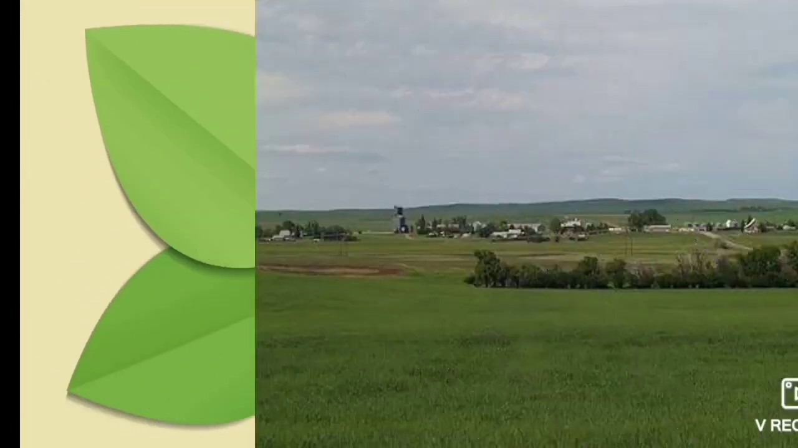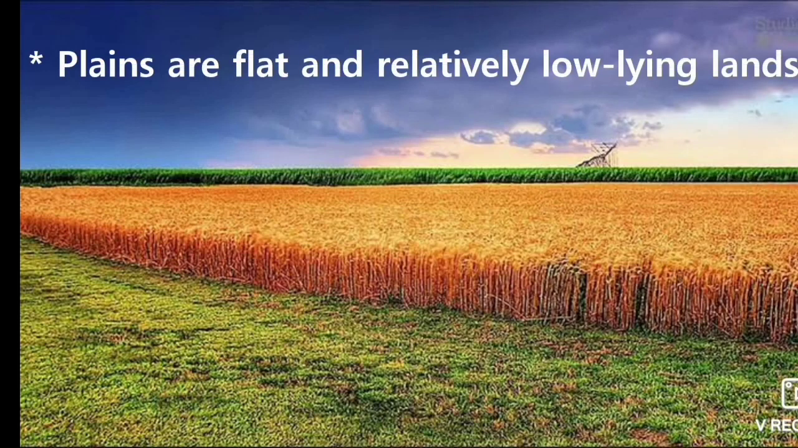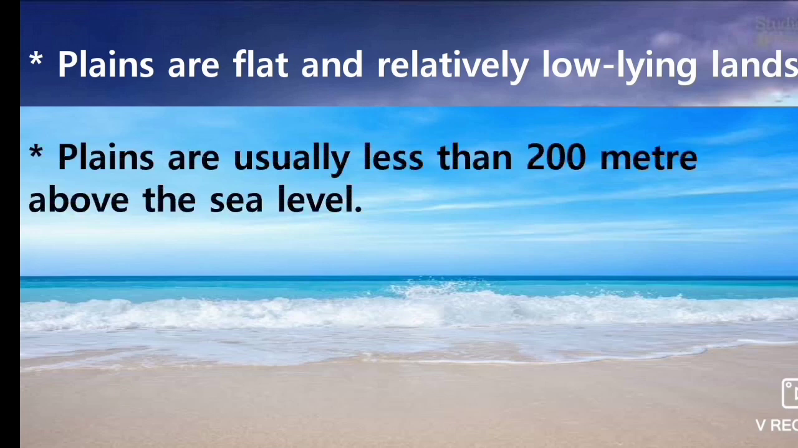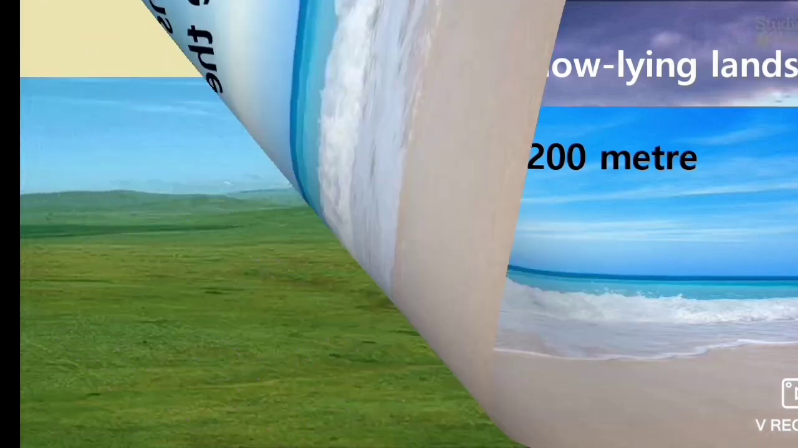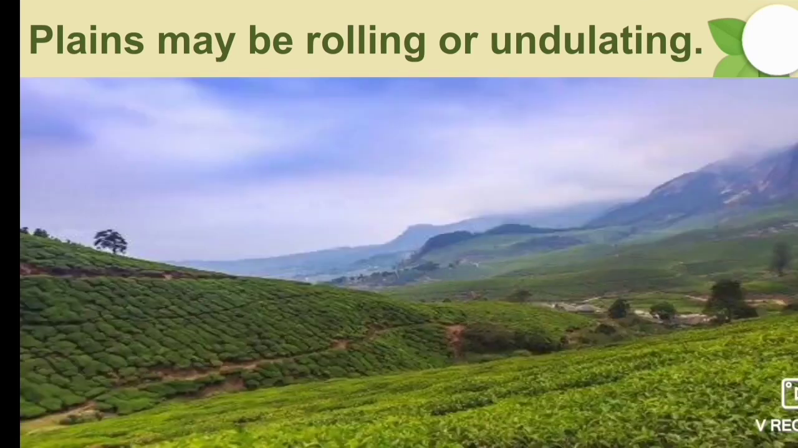Students, do you know Dharmapuri Plateau, Coimbatore Plateau and Madurai Plateau are found in Tamil Nadu? Students, next we are going to see about plains. Plains are the flat and relatively low-lying lands. Plains are usually less than 200 meters above the sea level. Sometimes plains may be rolling or undulating. Undulating means rising and falling like waves.